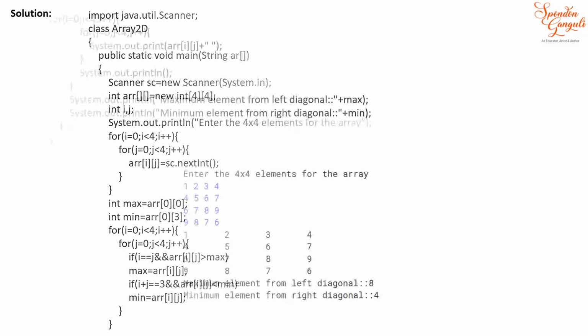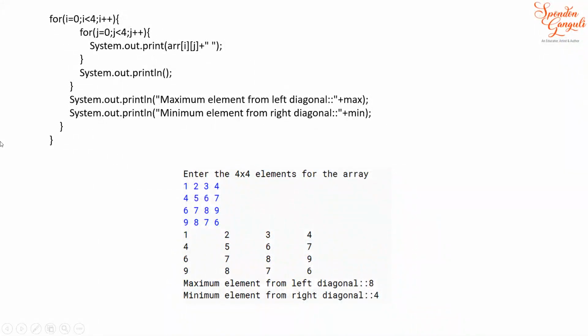After that, it is displaying the elements of the matrix and printing the maximum and minimum. Thus, here you can see the output. We have taken the elements 1, 2, 3, 4, 4, 5, 6, 7, 6, 7, 8, 9, 9, 8, 7, 6. Thus, the left diagonal elements are 1, 5, 8, 6, out of which the maximum element is 8, and the right diagonal is 4, 6, 7, 9, and the smallest element is 4. So thus you get the answer.